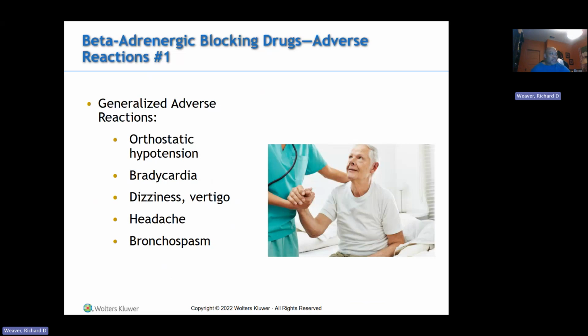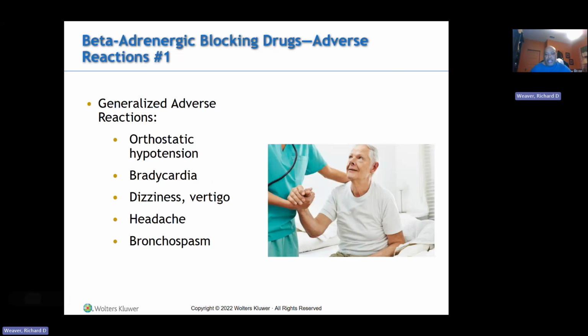Dizziness and vertigo possibly come from the blood pressure dropping, or even the heart rate dropping, because it will drop your blood pressure. Bradycardia will drop your blood pressure because your heart is beating maybe 30, 40 beats per minute, or under 60. And so you're not getting that much blood out into the systemic circulation. As a result, people get dizzy, because you're not perfusing your brain. You're not perfusing your muscles. Also, headache and bronchospasms can occur.